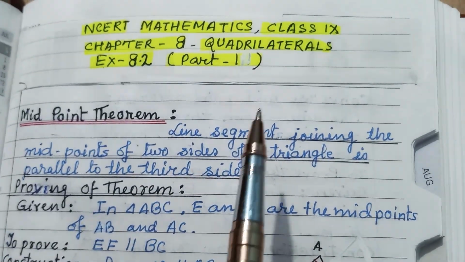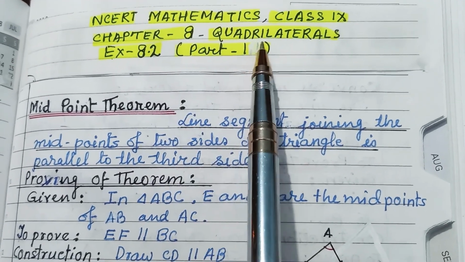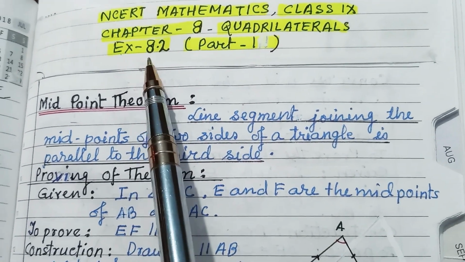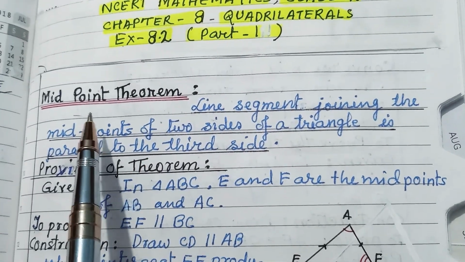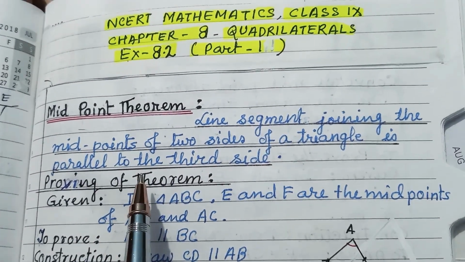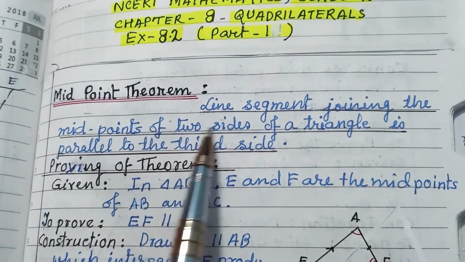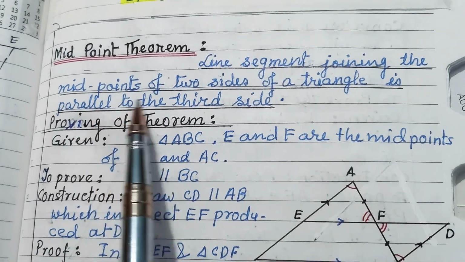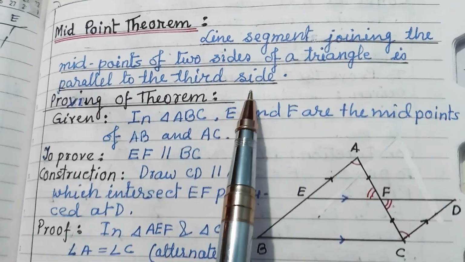Hello students, let's start today's class 9, chapter 8, quadrilaterals, exercise 8.2, first part. In the first part, I will explain the theorems based on this chapter and a few questions. The first theorem is the midpoint theorem. The line segment joining the midpoints of two sides of a triangle is parallel to the third side.